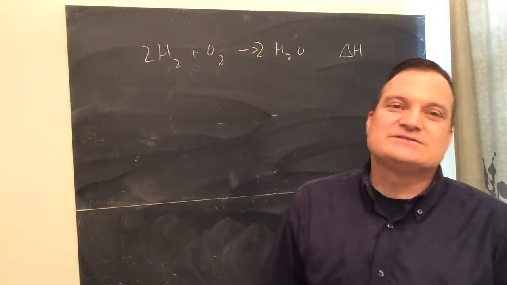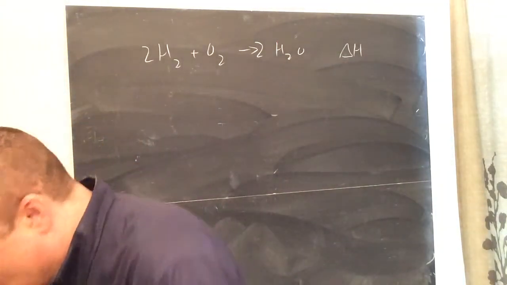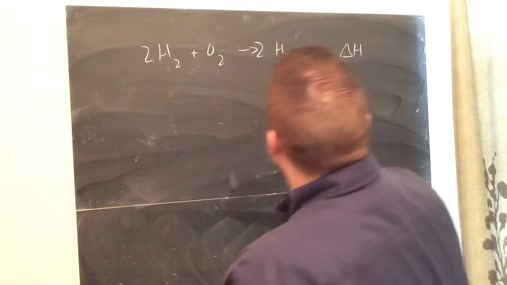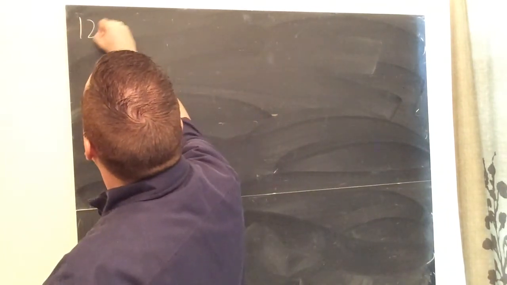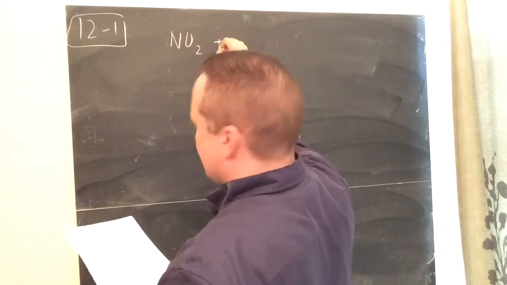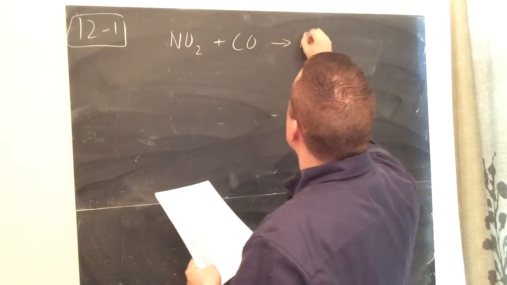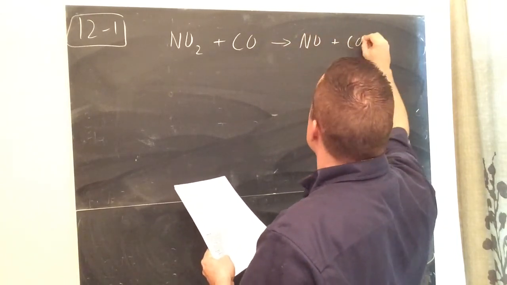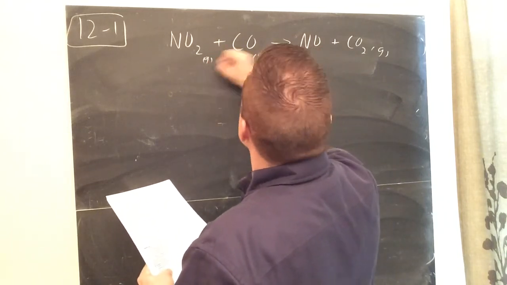Chemical kinetics is a study of chemical reaction rates. How fast does a chemical reaction occur? Now, in measuring a rate, there's an equation given here. It says NO2 plus CO gives you NO plus CO2. These are all gases.